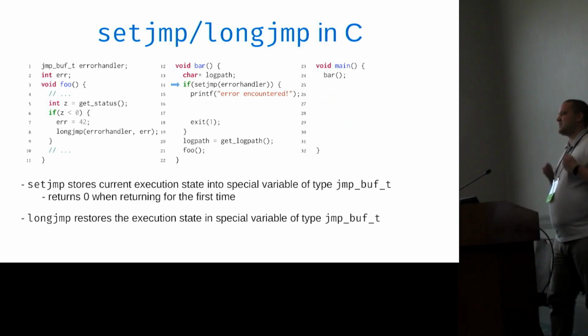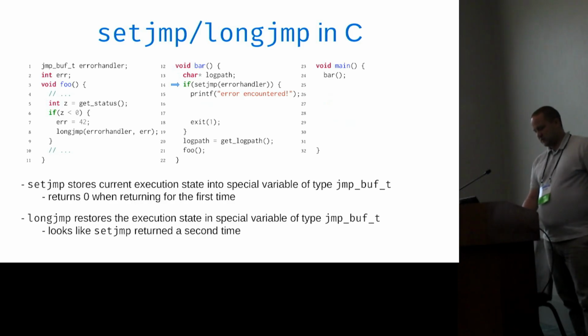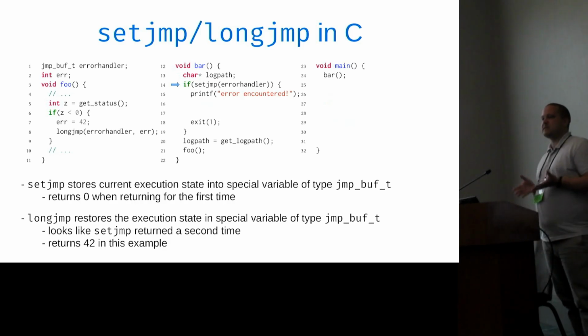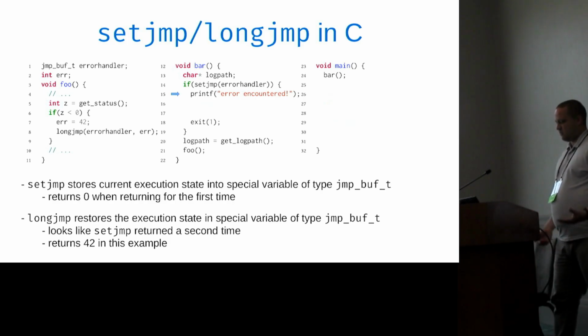And then it appears as if the setjmp returns several times. So it looks like it returns a second time, and this time it returns 42. So in some sense, one can see this feature as some sort of non-local goto. And yeah, so in this program, then we just print some message and exit.